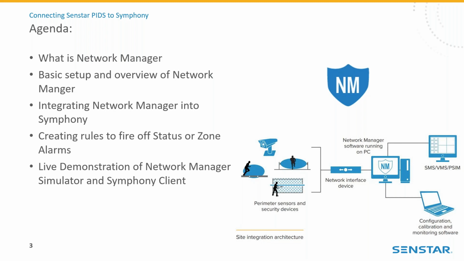And then lastly, we'll just go through a brief live demonstration of what happens when a point or a zone is tripped. We'll be using the Network Manager simulator for this. And then we will show you the different causation within the Symphony client. So you'll see a lot of different components and how they're affected by the alarms that we do generate from Network Manager. So just to give you a little bit of an overview on what is Network Manager.